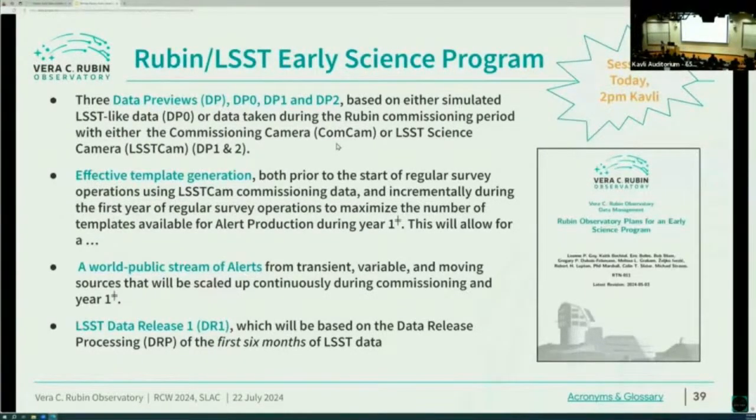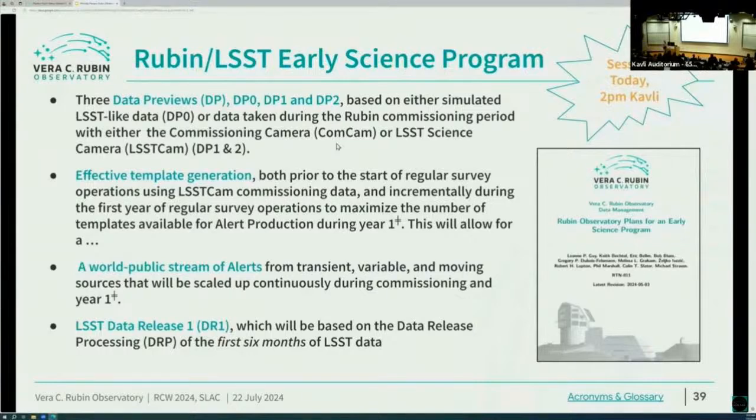Many of you have been involved in data preview 0, which is simulated data from our colleagues at DESC, and also a solar system catalog. DP1 will be a data preview from commissioning camera data, so that will come out in the next months. The data will come in the next months. We won't release those data to the community until after first light, so that's early next year.